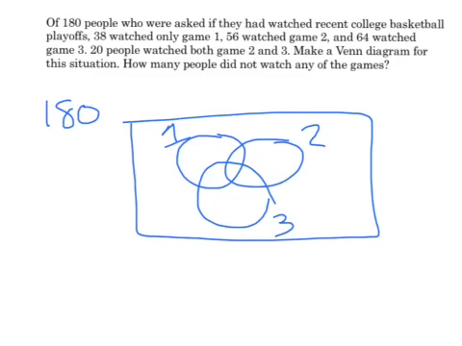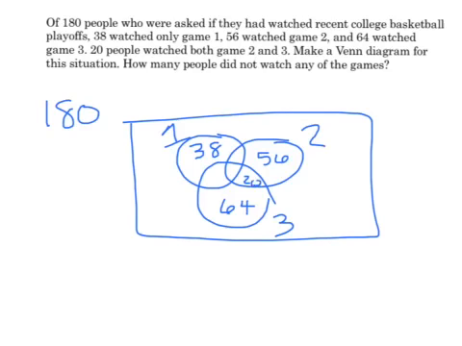So it says here, make a Venn diagram. How many of these people did not watch any of the games? Okay, so let's fill this in here. So 38 students only watched game 1. So I'm going to put my 38 right there. 56 watched game 2, and 64 watched game 3. So 56 watched game 2 and 64 watched game 3. 20 people watched both game 2 and game 3. That's going to be this overlapping part right here. So this part is my 20.